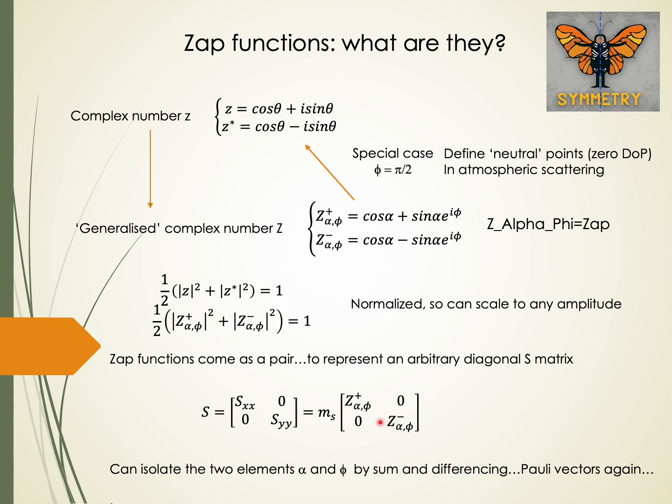Now, just to point out that we can always isolate the terms alpha and phi by summing and differencing these ZAP functions. So sum and differencing, remember, of complex numbers is the Pauli vector exponential. So the Pauli vectors, the thing that we use for T and everything, is the perfect way to access the information that's in a ZAP function. So let's have a look at an example of Mie scattering.